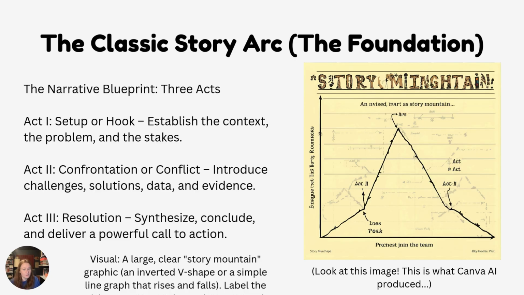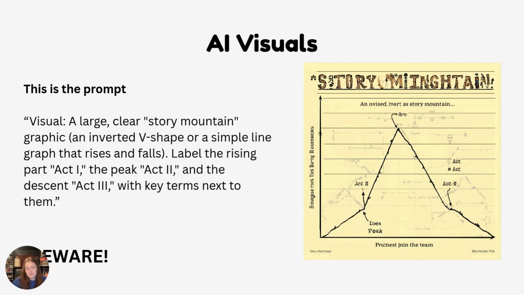And so one thing I want you to notice on this slide before we proceed is this image. That's funky, right? So maybe pause the video and stop to look at it a little bit more. I mentioned previously that Canva has AI and that is not great. This is what it created. So the prompt here was: a large, clear story mountain graphic, an inverted V shape or a simple line graph that rises and falls. This is what it came up with.